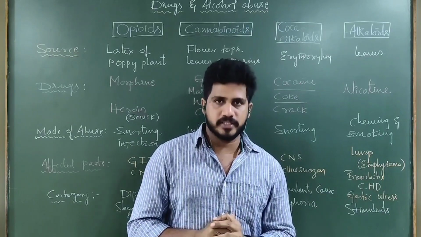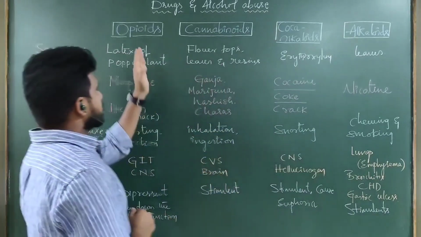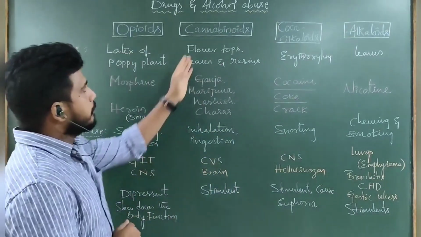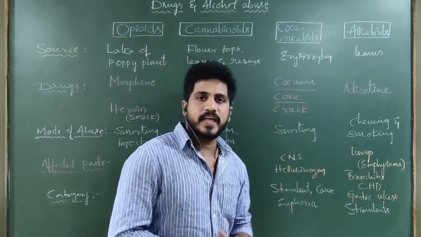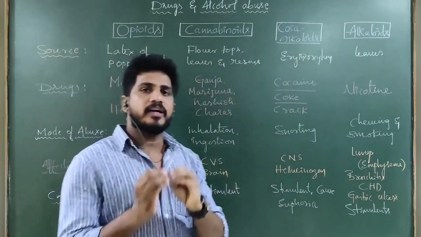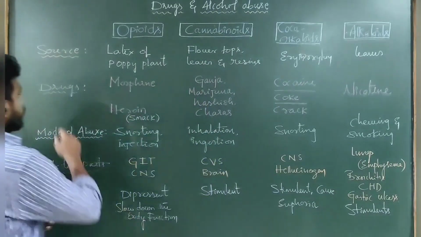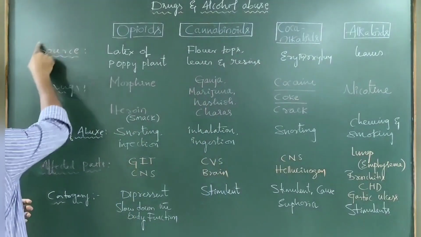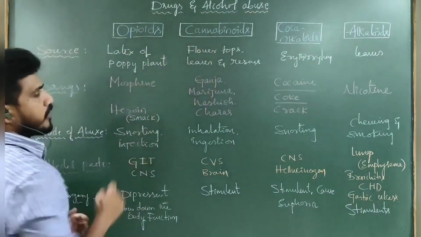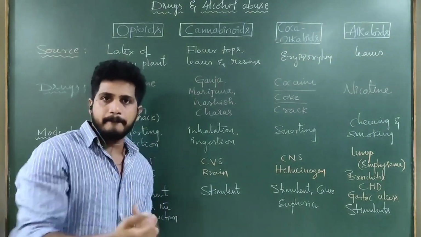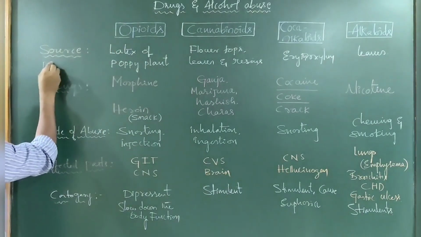Concentrate on the different types of drugs. In our NCERT syllabus, there are four very important types of drugs mentioned. Number 1, opioids. Number 2, cannabinoids. Number 3, coca alkaloids. Number 4, alkaloids. All these four are different categories, and in each, some other chemicals are included. If you focus first on the source, meaning where these opioids, cannabinoids, coca alkaloids, or alkaloids can be collected or gathered for preparations. The source of opioids is Papaver somniferum.